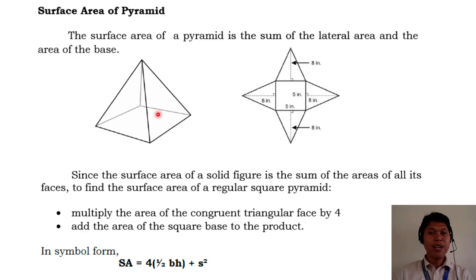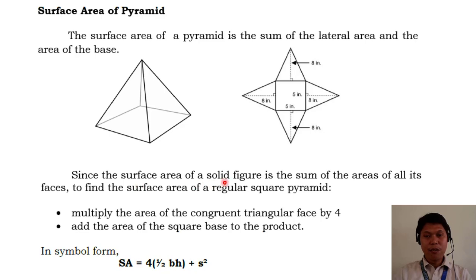Because if the given is the height of the pyramid itself, you have to make use of another formula. First, you need to apply the Pythagorean theorem so that you can find out the height of this slant, or this triangle, the lateral face. So take note of that. In this given figure, the height of this triangle is assumed to be 8 inches.